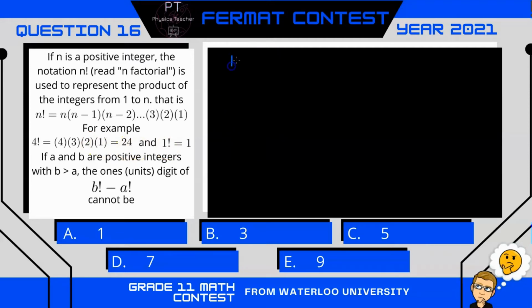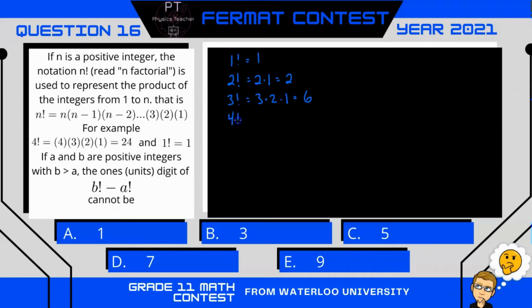So 1 factorial would therefore just be 1. 2 factorial would be 2 times 1, which is 2. Notice that after 2 factorial, everything else has a multiple of 2. For example, 3 factorial is 3 times 2 times 1, which is 6. 4 factorial, 5 factorial, they'll all have this multiple of 2 in it. So all of the products will be a multiple of 2. Similarly, all factorials after 3 will be a multiple of 3.